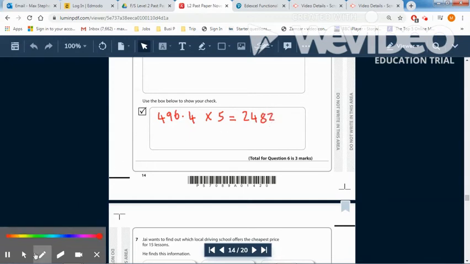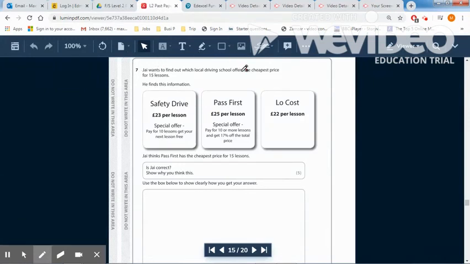So question 7, Jai wants to find out which driving school is the cheapest price for 15 lessons, and he's got 3 choices. He thinks pass first is the cheapest. We need to say if he's correct. So first of all, we're going to look at safety drive. So number 1, we're going to look at safety drive.